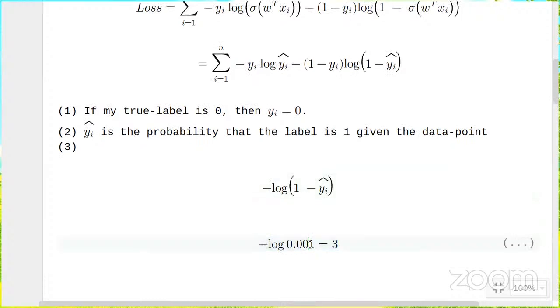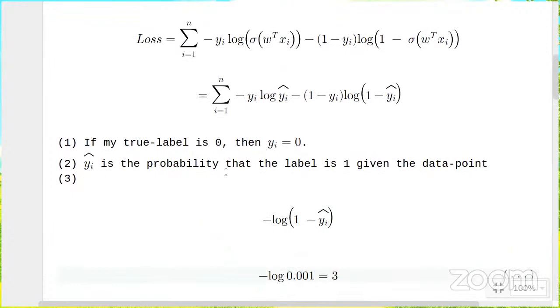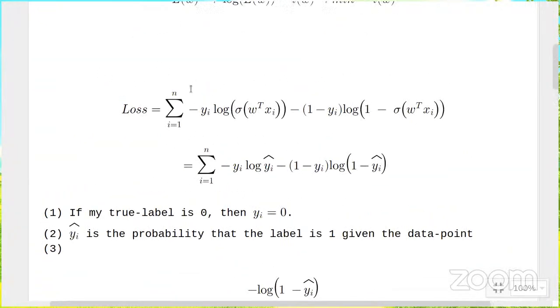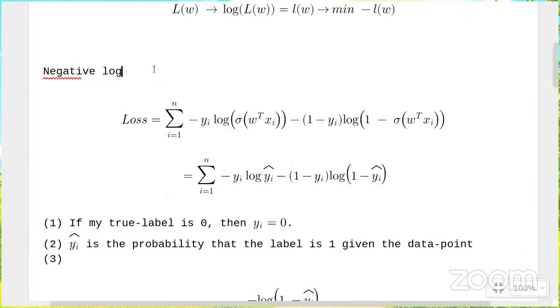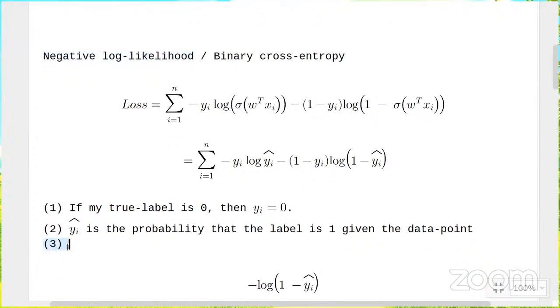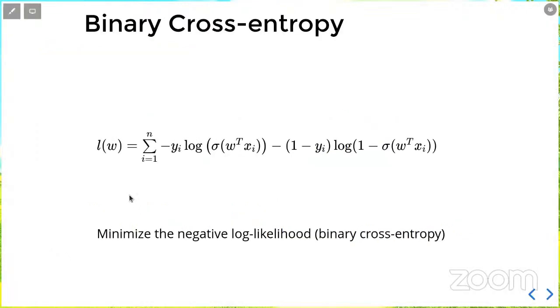And if yi hat is close to 1, let's say 0.999, right? You will get something like this again. So loss will again be high. Okay, so this loss is what is called negative log likelihood, or it's also called binary cross-entropy. We don't need to worry too much about why it's called cross-entropy or why it's called binary cross-entropy, but I hope this negative log likelihood makes sense.